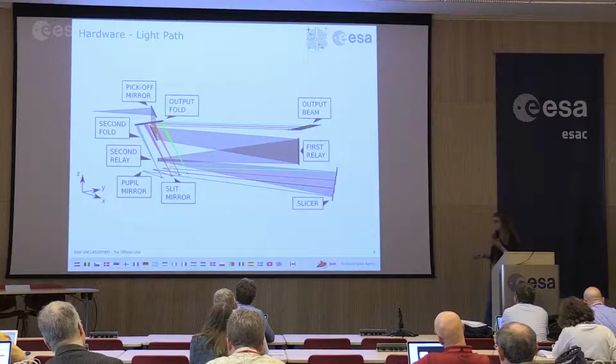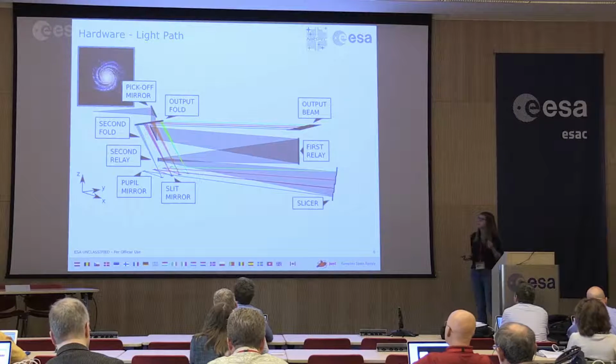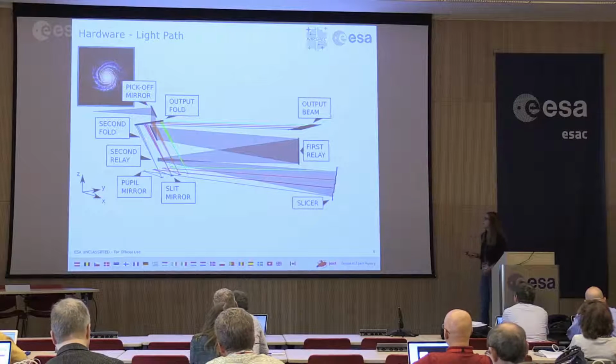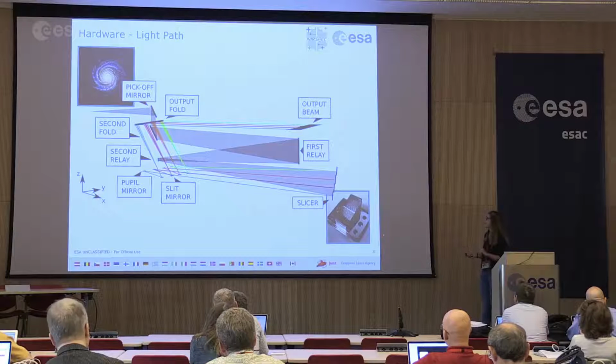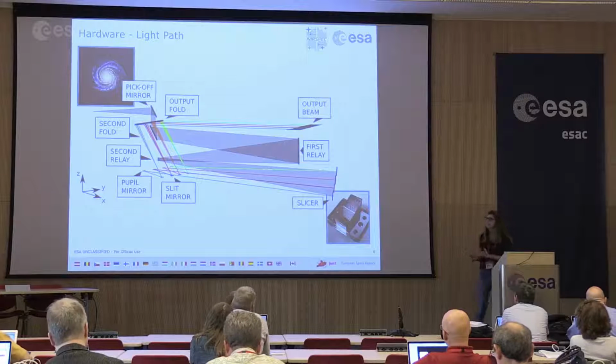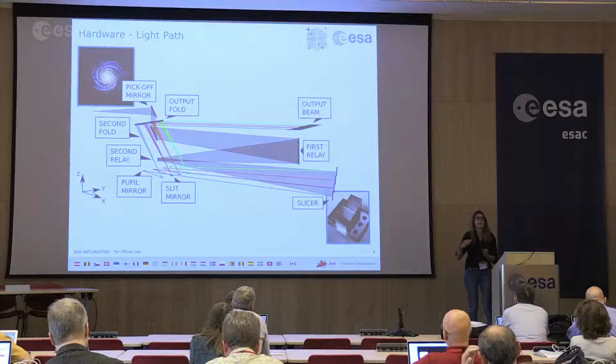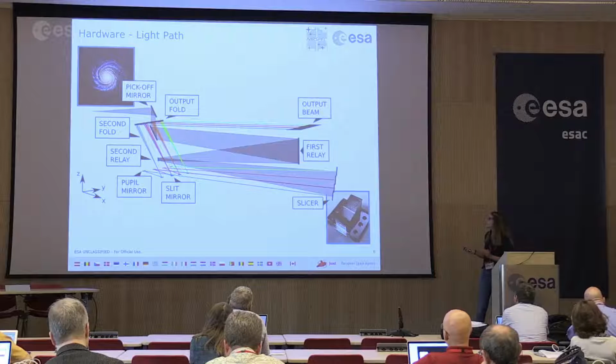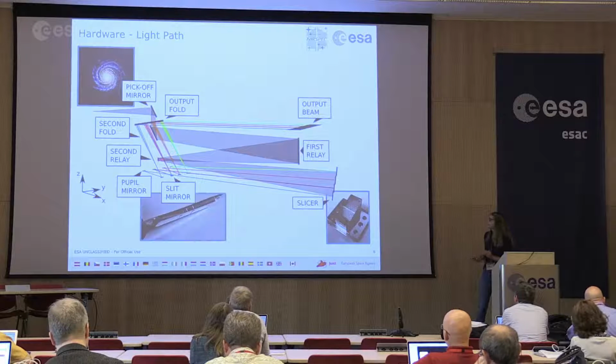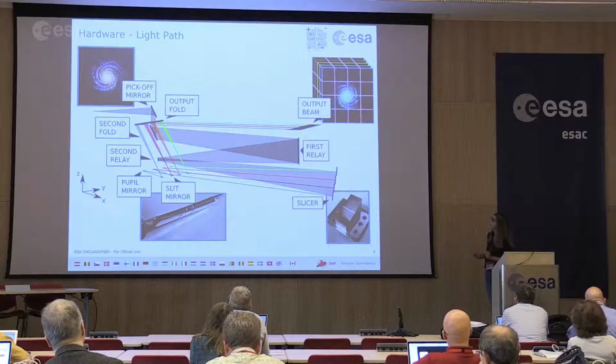From the light path, this is how it goes. We start here at the pickup mirror, and then we go through some relays, where we go to the most important part, which is the slicer. So this is the mirror which is actually slicing our image by just reflecting it in all different ways, putting it into the pupil mirror, and then out again, where it will be dispersed. And then at the end, we can build our 3D cube.